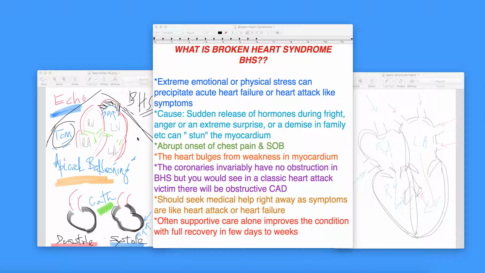What precipitates this is a very interesting phenomenon. It's normally a sudden release of hormones like the epinephrines. So it's an epinephrine cardiomyopathy, you would call it. There are numerous names attached to this broken heart, but obviously these eponyms are important, and one should remember that. The whole idea of the pathophysiology is a sudden release of hormones during a fright, anger, or an extreme surprise, or a demise, for instance, in the family.